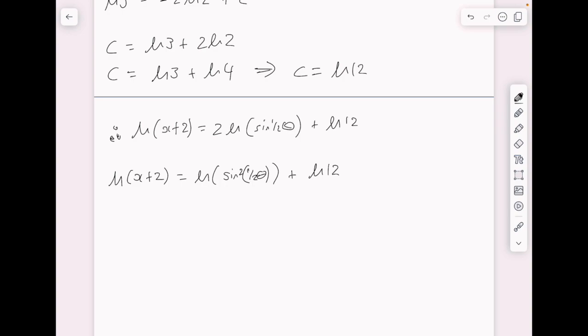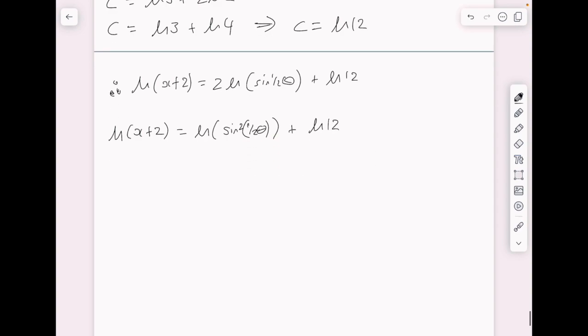And what does it mean now? Well, if these are together, we can basically multiply them together. So ln of x plus 2 is equal to ln of 12 times sine squared half theta.